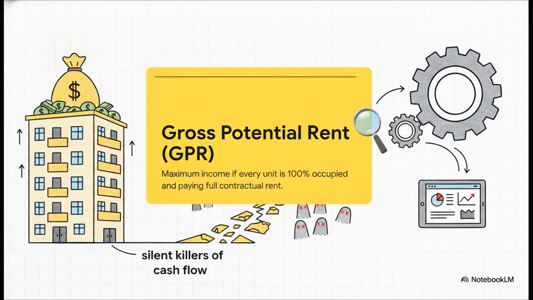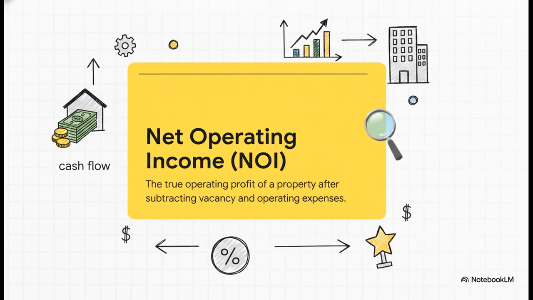But our sources highlight a catch. GPR is a perfect world scenario that almost never matches reality, mostly because silent killers of cash flow are always lurking. And that brings us to net operating income, or NOI. This is the true operating profit of a property. You calculate it by taking that gross income and subtracting your vacancy losses and operating expenses.